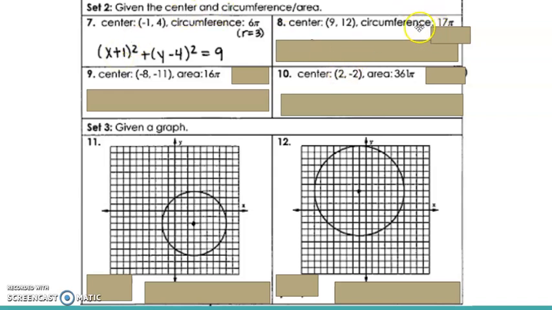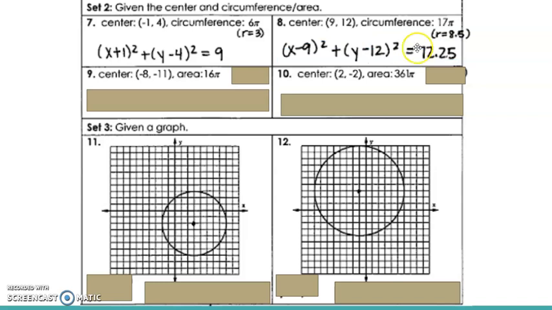Number 8, again, I'm given a circumference, so I do need to figure out what that radius is. I'm going to divide this by 2 pi r. My pi's cancel out. 17 divided by 2 gives me 8.5. When I square 8.5, I get my radius squared as 72.25. And then I plug in 9 and 12 for h and k.